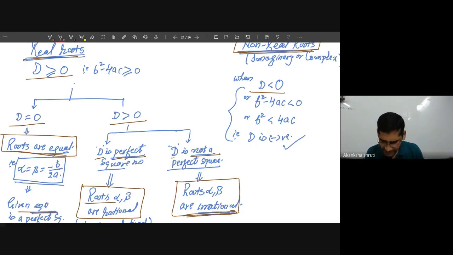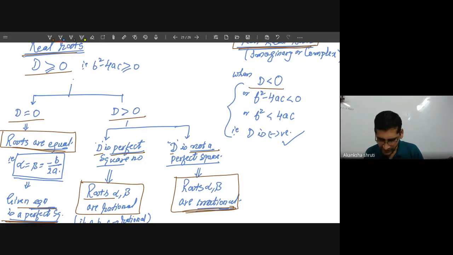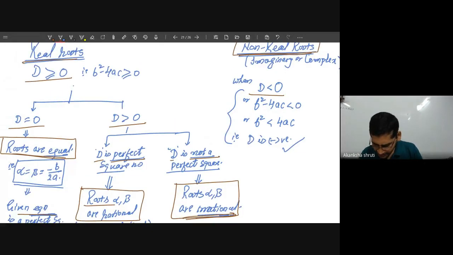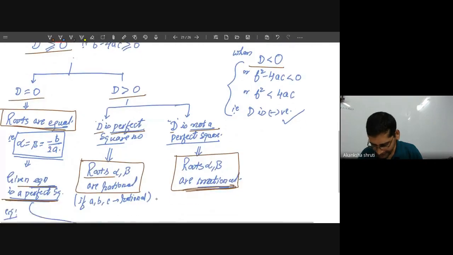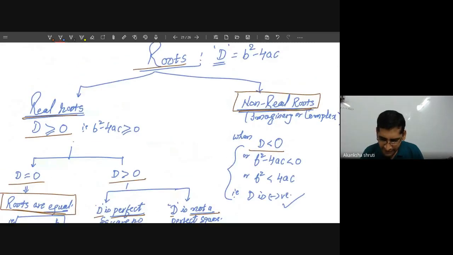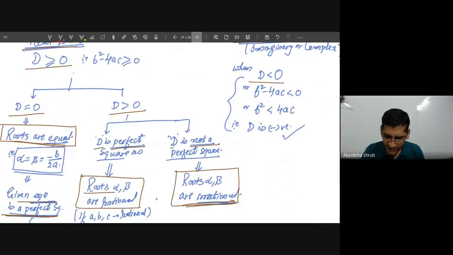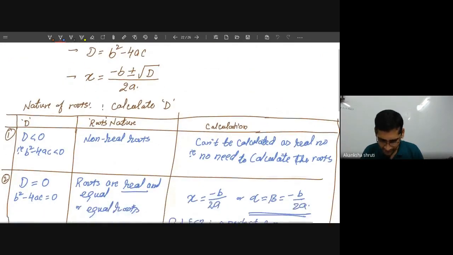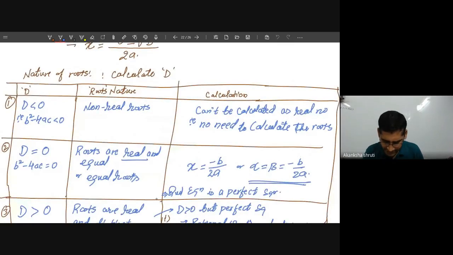just by taking the ratio of minus b by 2a. It is this one. If d is greater than 0, means roots are real. If it is a perfect square, we can get the rational root. If imperfect, we will get the irrational root. So the same chart was presented in this table form, where if d is less than 0, means if b square minus 4ac is negative, the roots are not real.